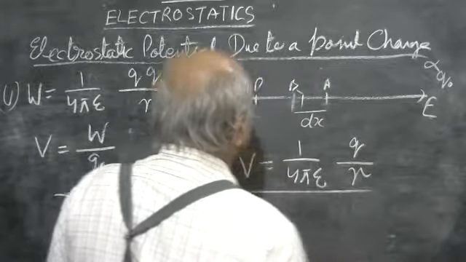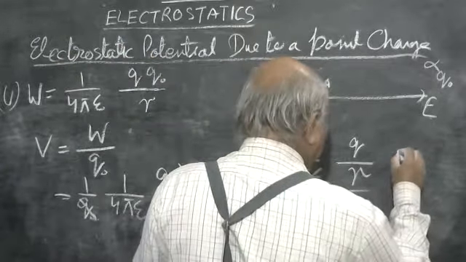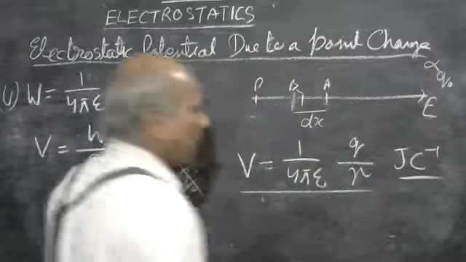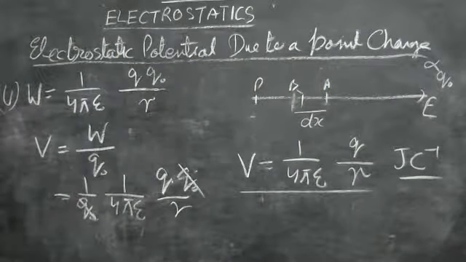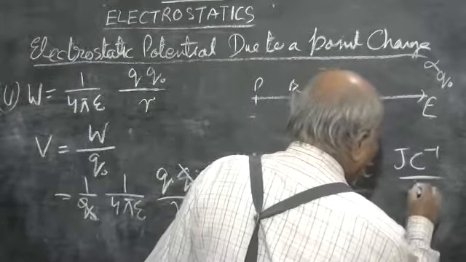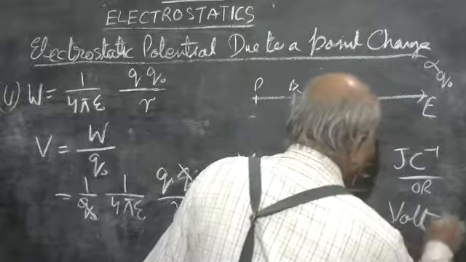This is the electric potential whose unit is joule per coulomb, or we can write volt, joule per coulomb, or volt.